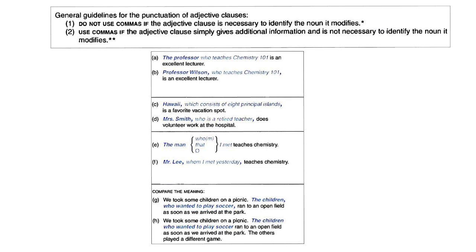Now we'll continue on how to punctuate adjective clauses. The general guidelines are as follows. Number 1, do not use commas if the adjective clause is necessary to identify the noun it modifies. Number 2, use commas if the adjective clause simply gives additional information and is not necessary to identify the noun it modifies.